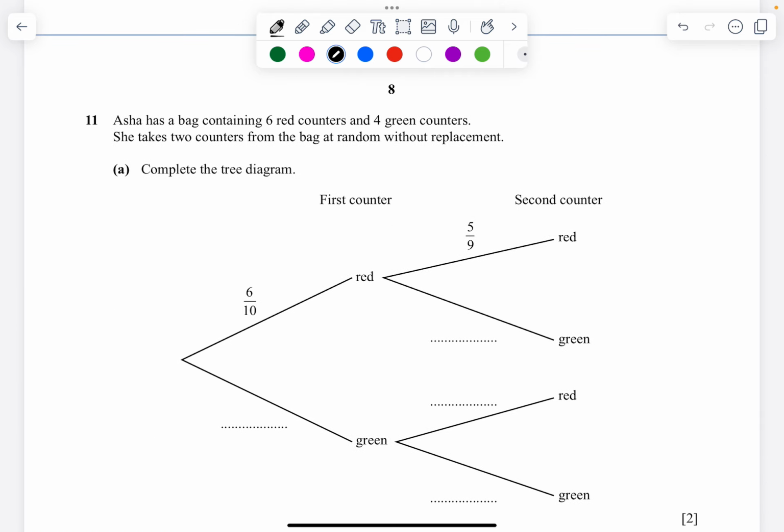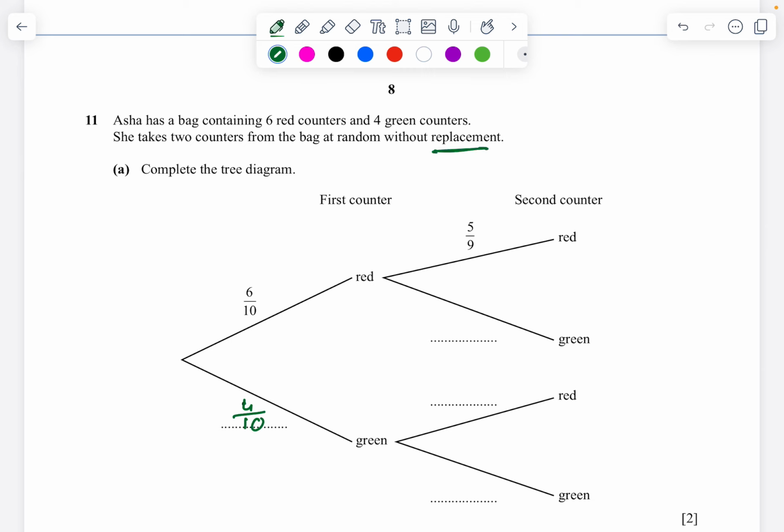Asha has a bag containing 6 red counters and 4 green counters. Then she takes 2 counters from the bag at random without replacement. So red. So how many green are there? 4 out of 10. So the probability for green is going to be 4 out of 10.